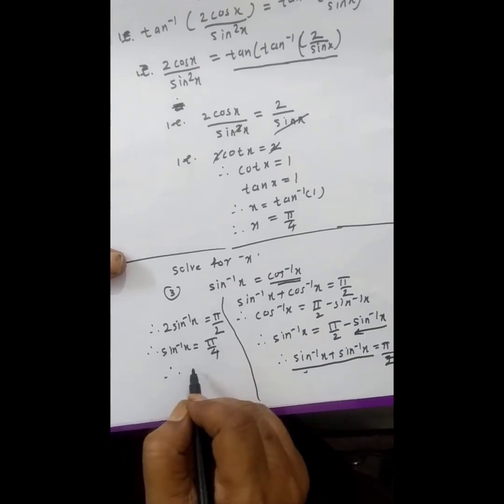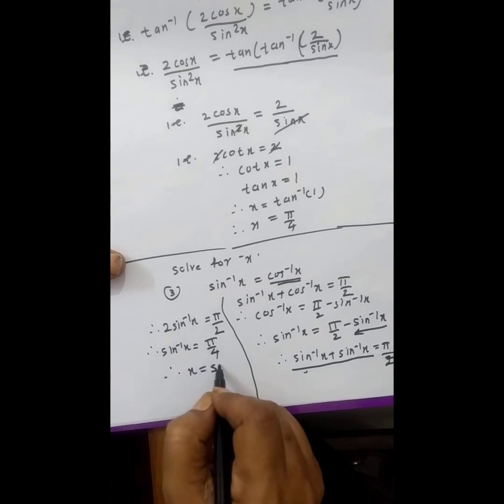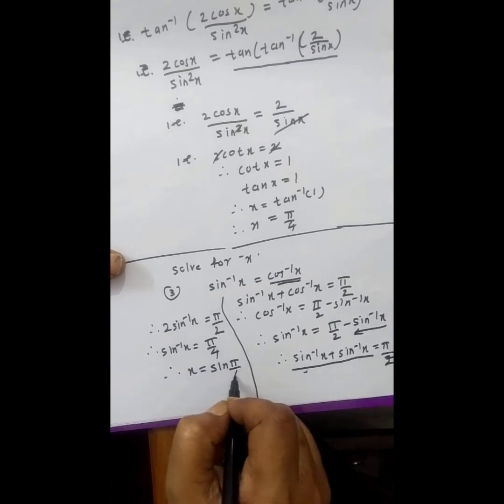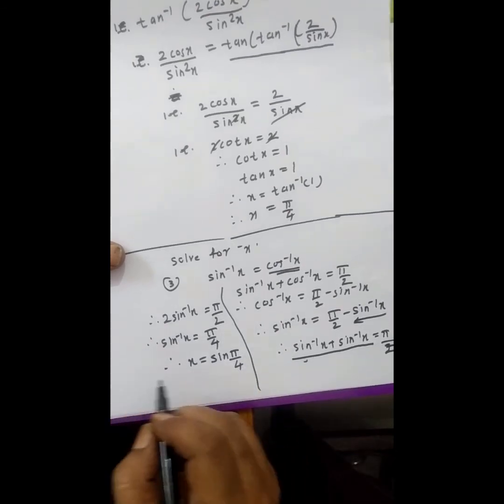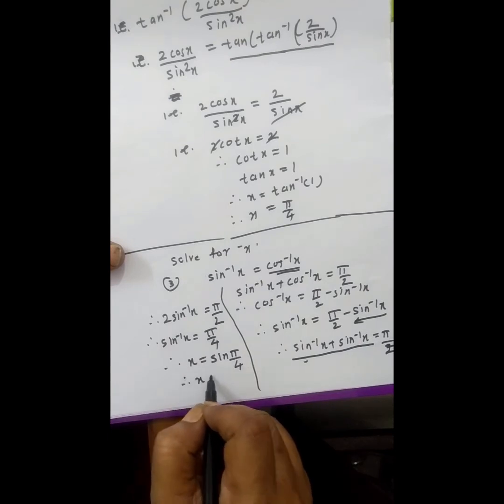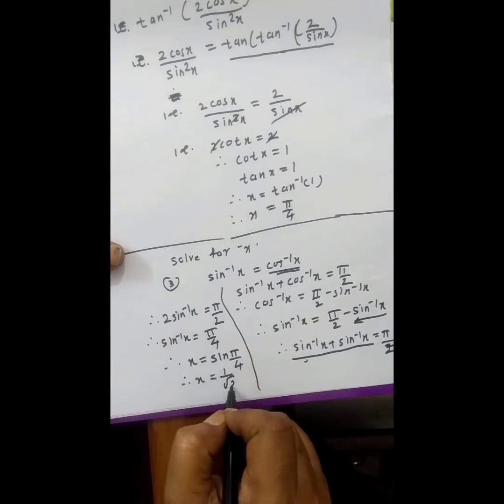Therefore x is equal to sin pi by 4. So what is the value of x? x is 1 by root 2.